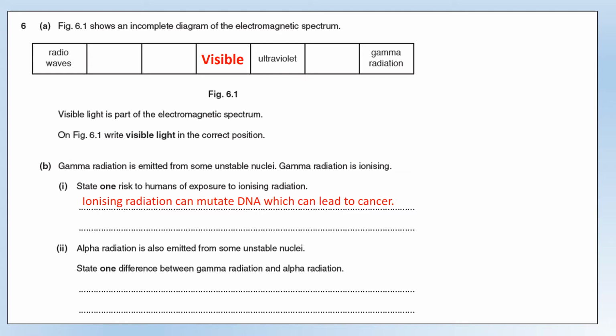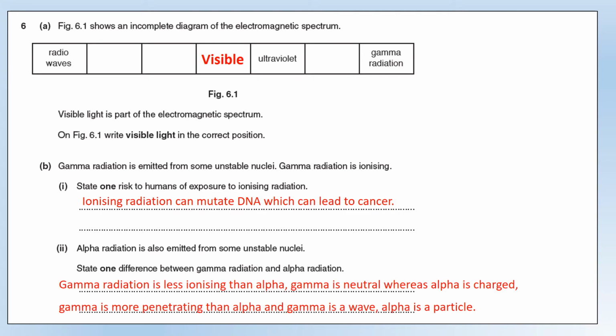The alpha radiation is also emitted from some unstable nuclei. State one difference between gamma radiation and alpha radiation. So there's a few different ones you could go for, so any of these would be fine. Gamma radiation is less ionizing, or it causes fewer ionizations, I should say. Gamma radiation is neutral, whereas alpha particles have charge. Gamma is much more penetrating.